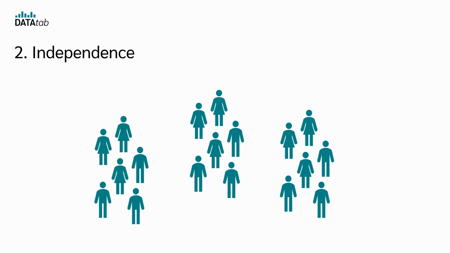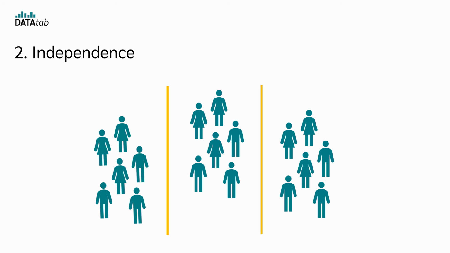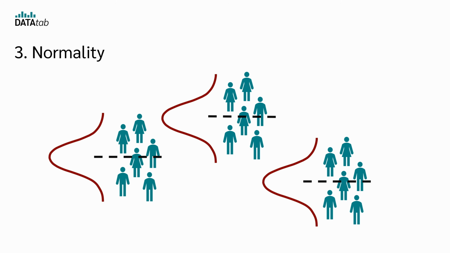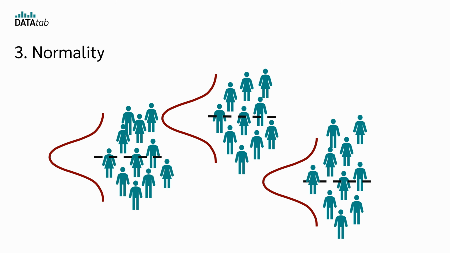But now to the second assumption, independence. The measurements should be independent, i.e. the measured value of one group should not be influenced by the measured value of another group. The third assumption is that of normal distribution. The data within the groups should be normally distributed. This assumption becomes less important as the sample size increases, but should still be evaluated, especially for small samples.